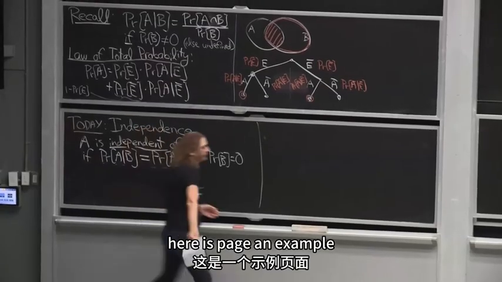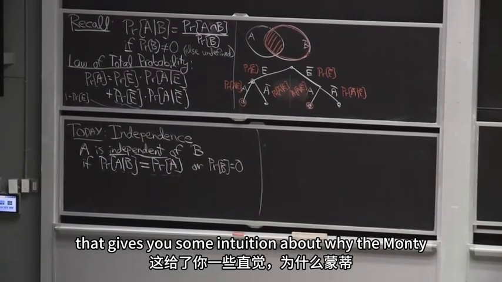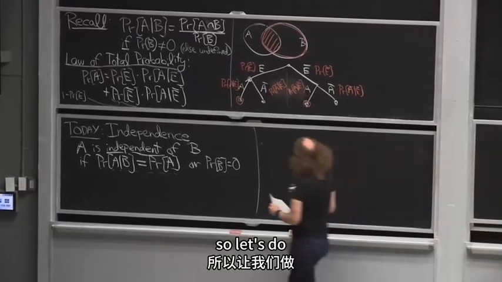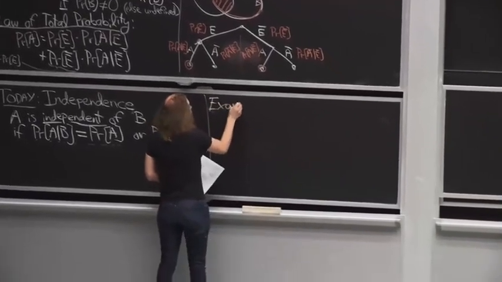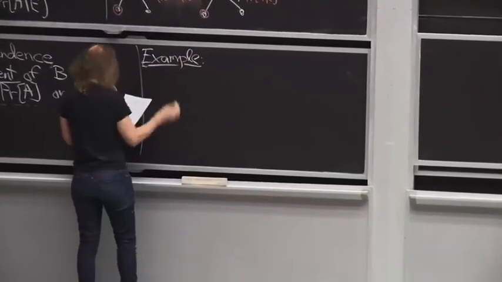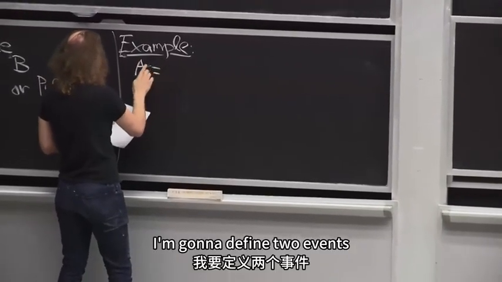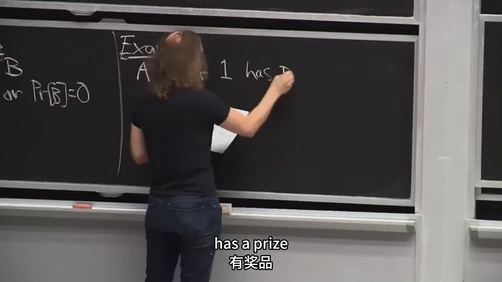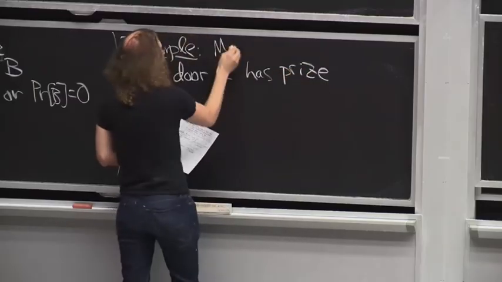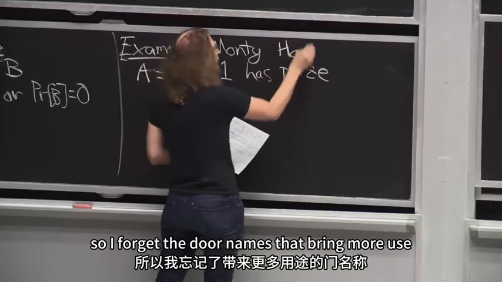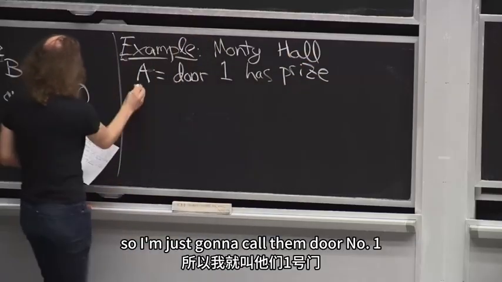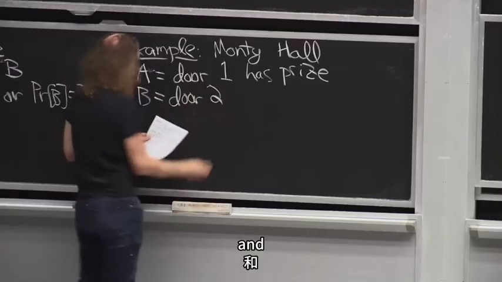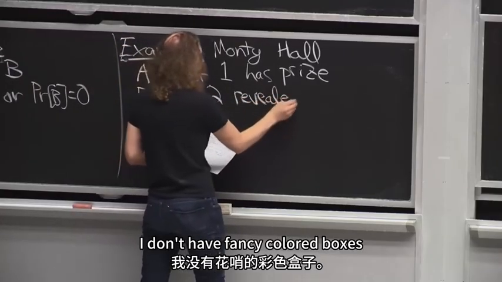Here is an example that gives you some intuition about why the Monty Hall problem comes out the way it does. So let's do Monty Hall. I'm going to define two events. One is door 1 has a prize. I forget the door names that Bryn Mawr used, so I'm just going to call them door number 1, 2, and 3, just like in the game show. And I don't have fancy colored boxes.